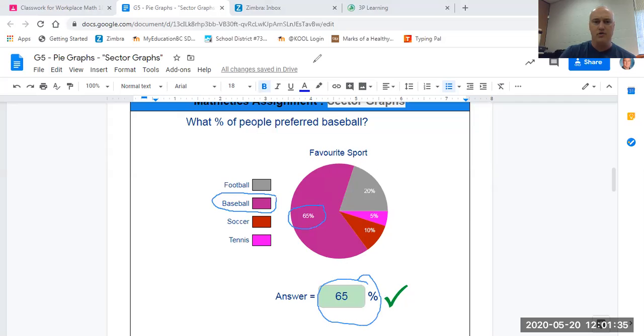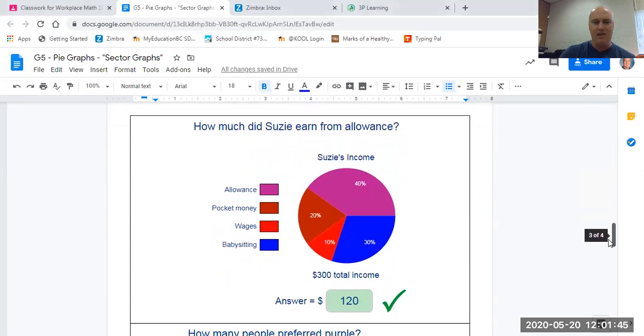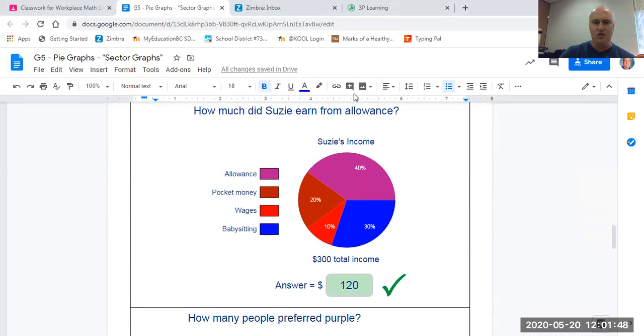I don't think that's too hard to understand, but we'll be moving on to a next comprehension here in a moment. So let's take a look at another example. The other examples in Mathletics are going to ask you to do a bit of a calculation. This question here is saying, how much did Susie earn from allowance? What we have here is that allowance is indicated with purple. So we see hopefully that 40% of all of Susie's money comes from allowances. But we also see down here that it tells us that there's $300 total in income.